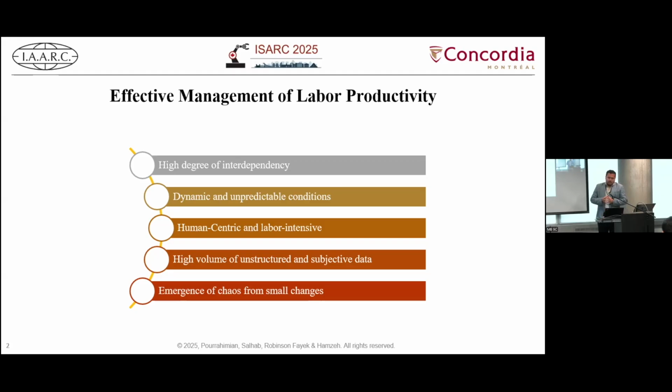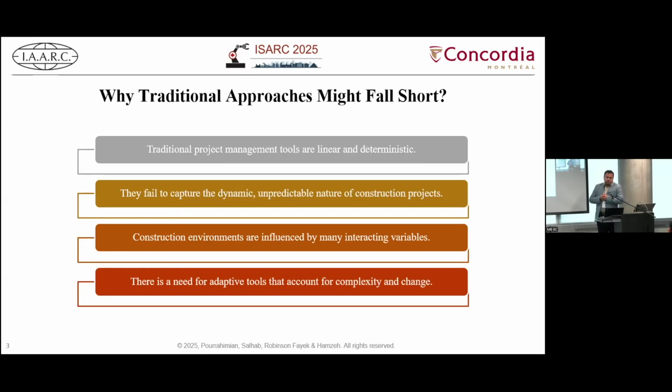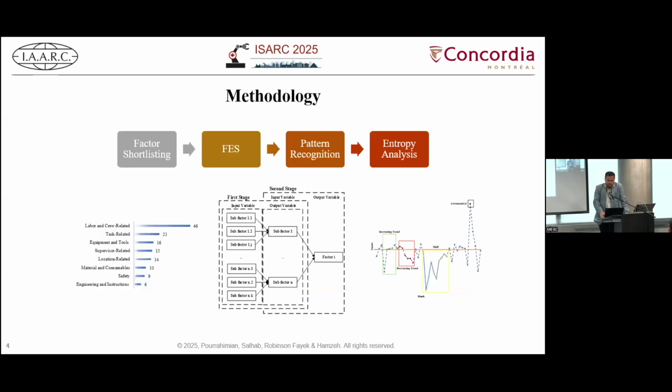The basic theory of chaos theory says that chaos starts from small changes in the conditions of the system. So why might traditional approaches fall short in this area? Because traditional project management tools are linear and deterministic, mostly regarding how productivity is changing in the project. Because of that, they fail to capture the dynamic and unpredictable nature of construction projects, and construction environments are characterized by many interacting variables, as I mentioned. So there is a need for adaptive tools to account for this complexity and change.